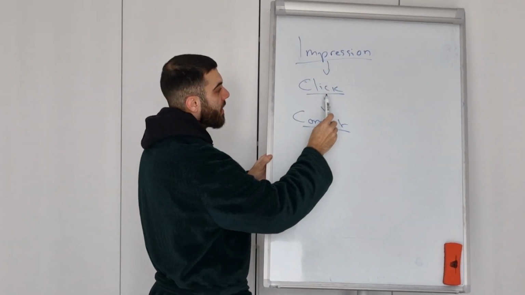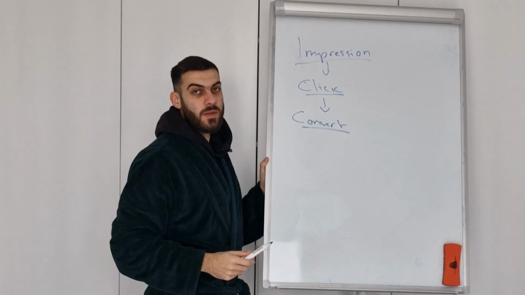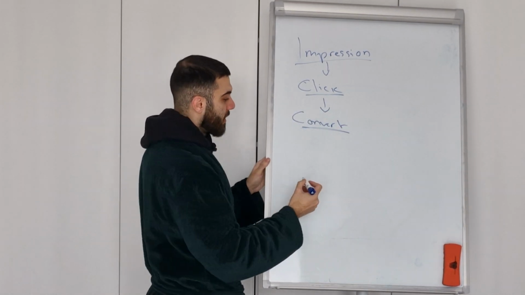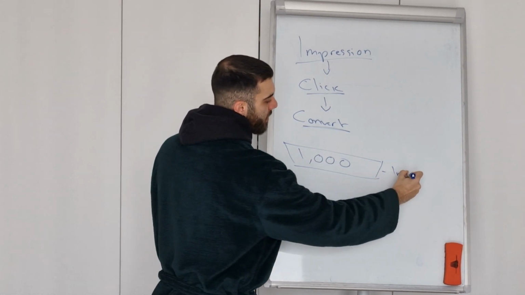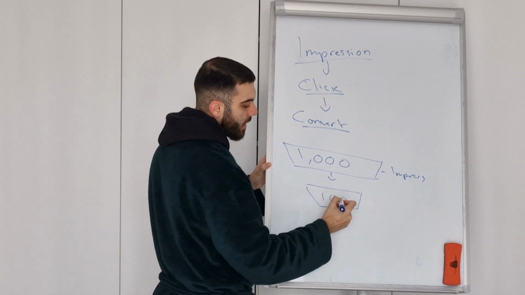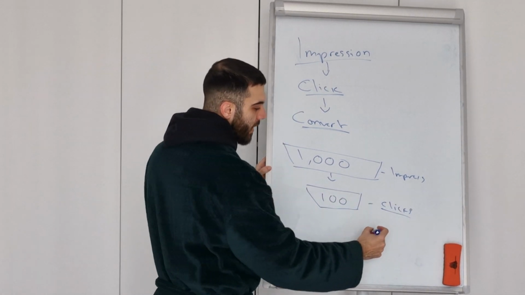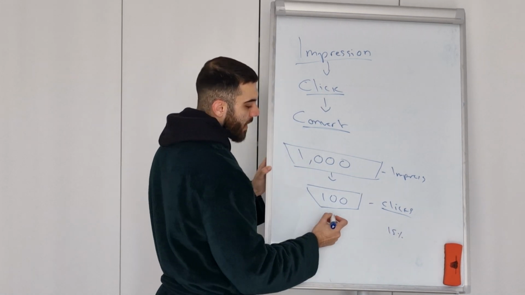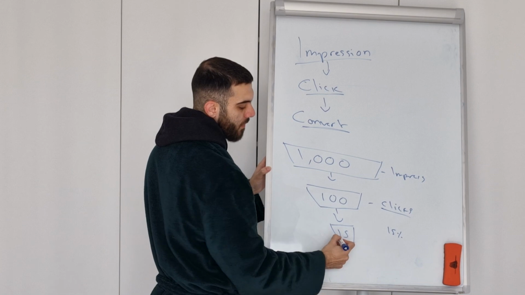Now, here's the interesting thing. If you mess around with the clicks or you mess around with the conversion, then you can increase your sales. What do I mean by this? If you have 1,000 impressions, okay, these are your impressions. And then from those 1,000 impressions, they turn into 100 clicks. So these are your clicks. Now, out of the 100 people that clicked, if you have a 15% conversion rate, that means 15% of these clicks converted into customers. So you got 15 sales.